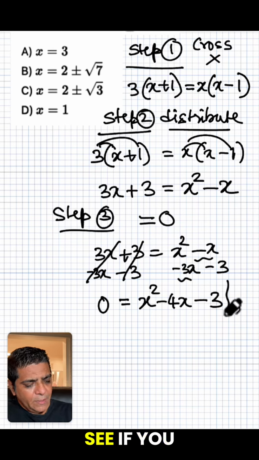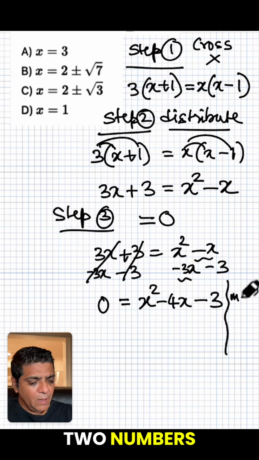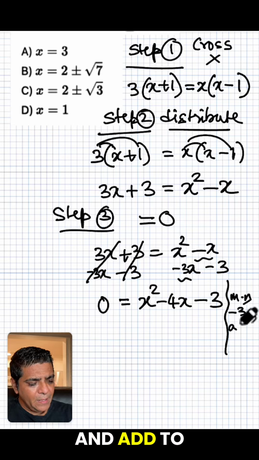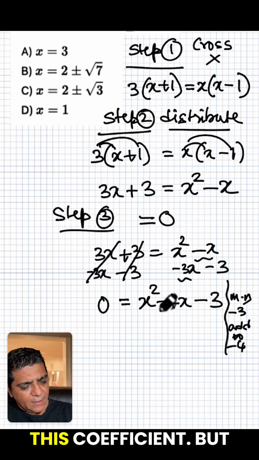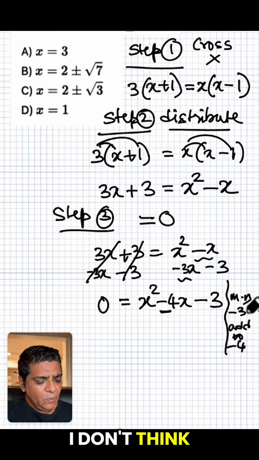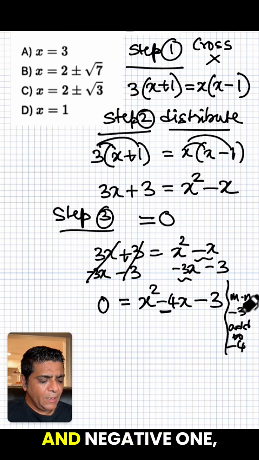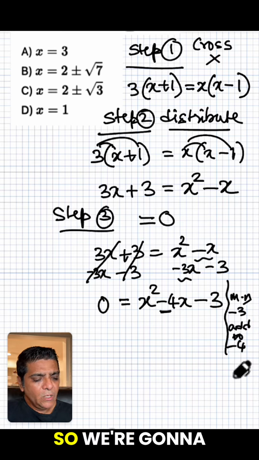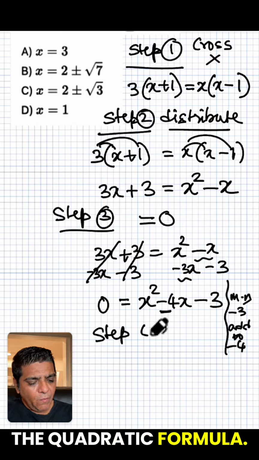minus 3. Now you can see if you can do the m plus n method, which is find two numbers which will multiply to negative 3 and add to negative 4, this coefficient. But I don't think there are any numbers like that, because if you do negative 3 and negative 1, that will give you positive 3, and when you multiply negative 3 and positive 1 will give you negative 2. So we're going to have to use the quadratic formula.